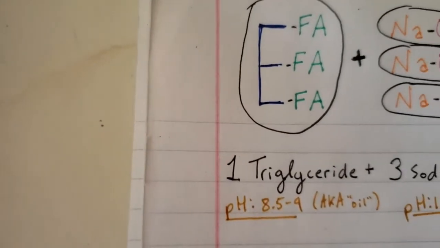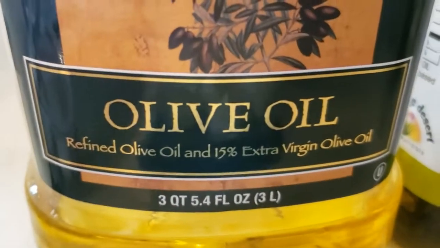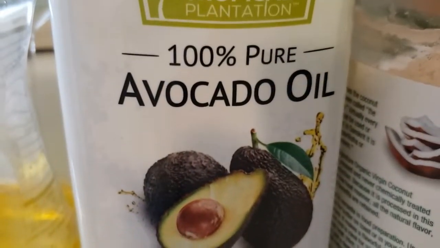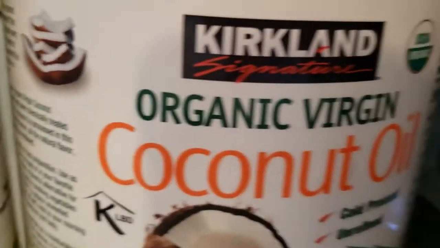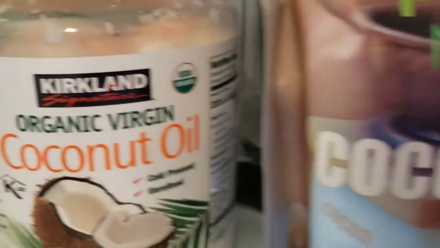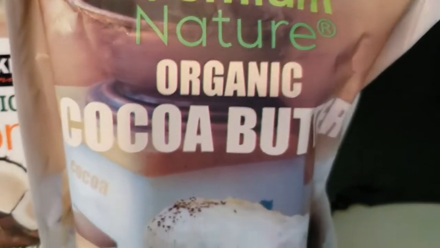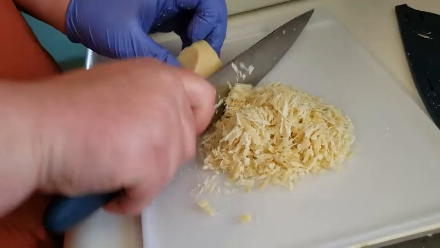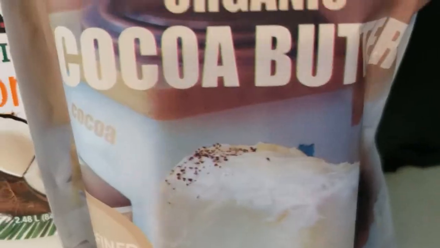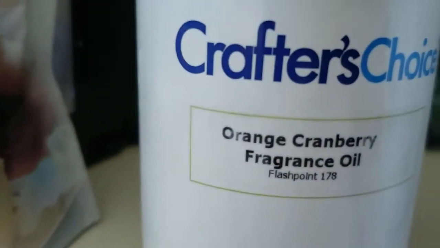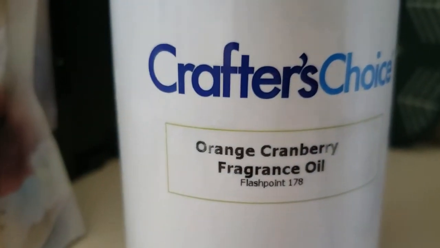Alright, first ingredient is the triglycerides. The oils we will use: olive oil, avocado oil, coconut oil, cocoa butter, which needs to be shaved, and we have some fragrance oil. This one we're going to make orange cranberry.